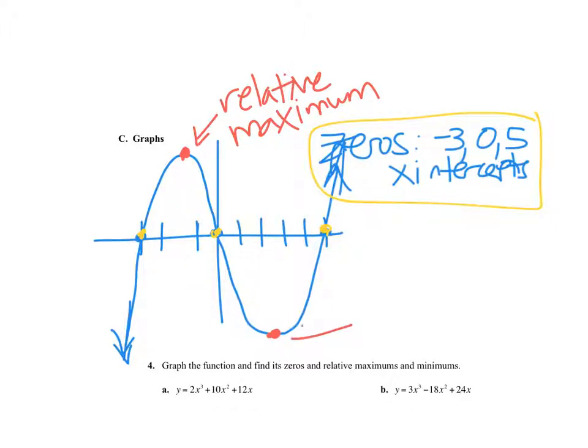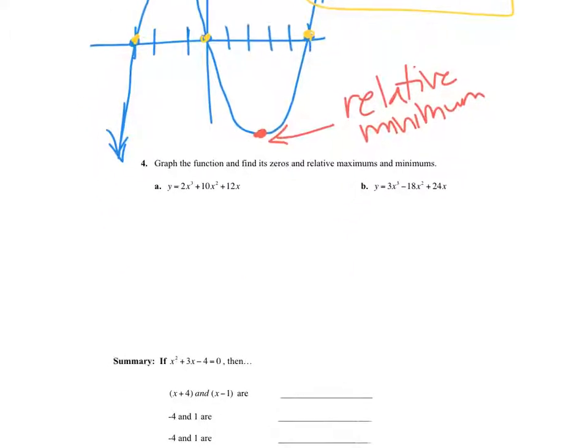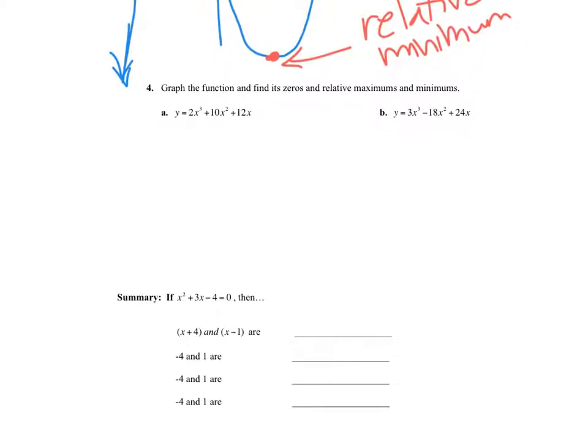This right here, what do you think that's called? Yep, exactly. Relative minimum. And our calculators are going to help us find those points. We don't have to do them by hand, okay? All right, so let's do it. We're just going to do one of these, and then we'll do the summary, and that'll be it, okay? So let's do number 4, letter A. So we're going to go to our calculators, and we're going to graph this.